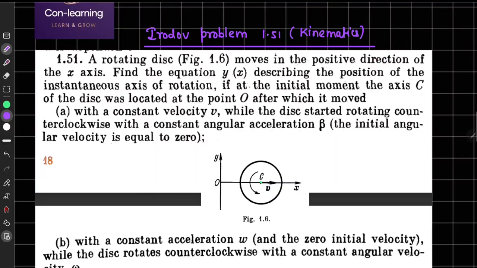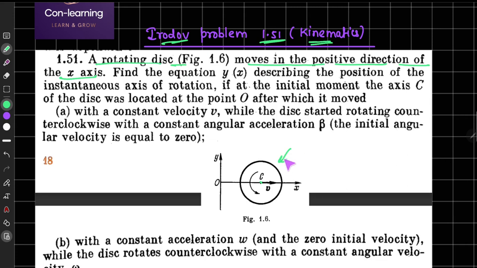Hello everyone. In this video, we are going to solve problem number 1.51 from Irodov, and that is related to kinematics. So let us first read out the problem and then we will solve the problem step by step. A rotating disk moves in the positive direction of the x-axis.